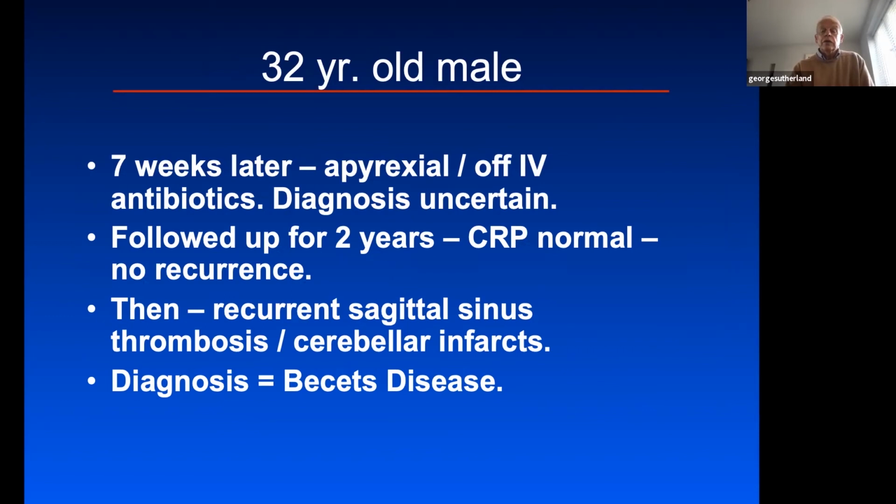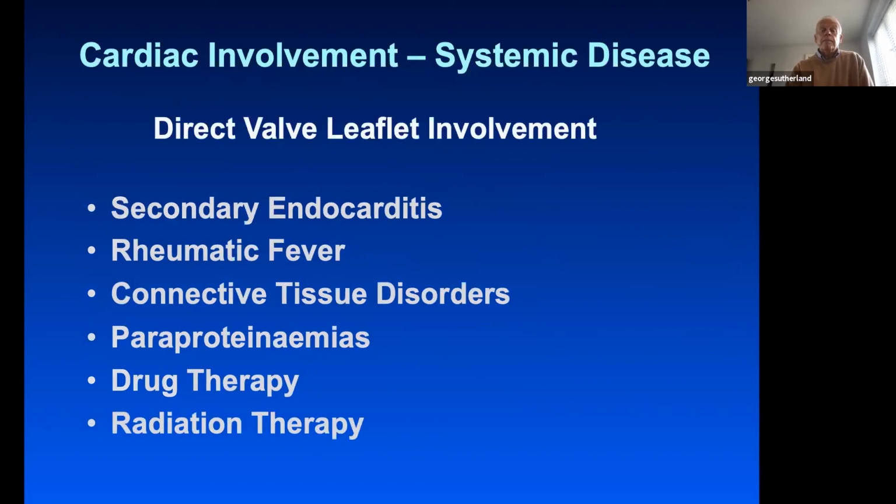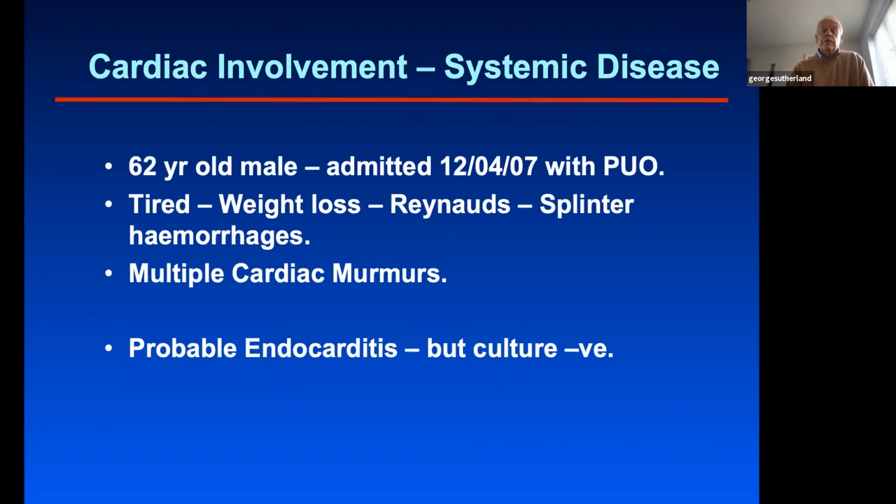Then he had recurrent sagittal sinus thrombosis and cerebellar infarcts. The whole entity was explained by having Behçet's disease. Now, in terms of systemic diseases involving valve leaflets: secondary endocarditis, rheumatic fever, connective tissue disorders, paraproteinemias, drug therapy, and radiation therapy.